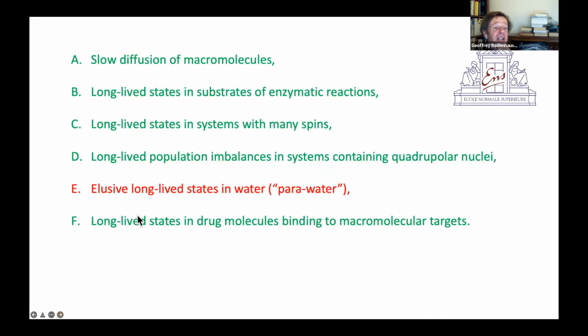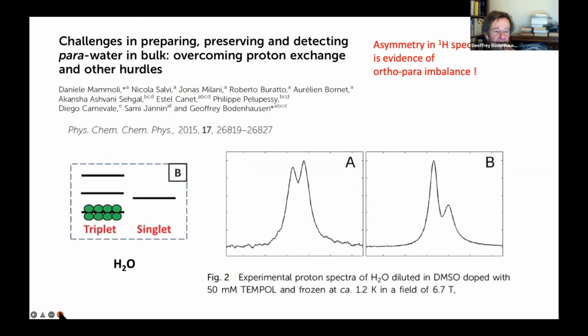Now, let me take another subject, which is one of our favorites, parawater. It turns out that there should be long-lived states in water, H2O, which you could call parawater, just like we speak about parahydrogen. But these long-lived states are very, very difficult to get your fingers on. Nevertheless, we wrote a paper on this, although it was not very conclusive, to tell you the honest truth.